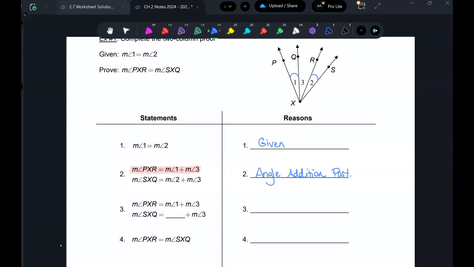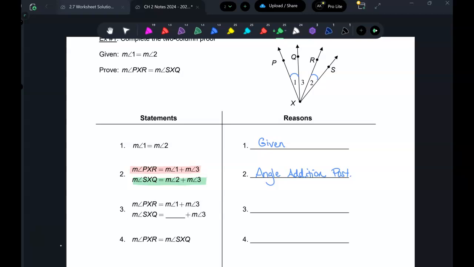It doesn't matter if you put measure of angle 1 plus measure of angle 3 first, or if you say that that's equal. All right, SXQ is 2 and 3 added together. It's the same reason, right? So I am saying, right, so what do we notice?